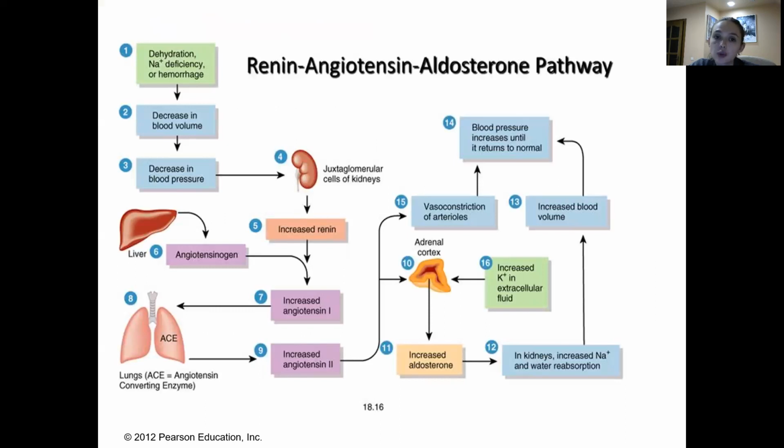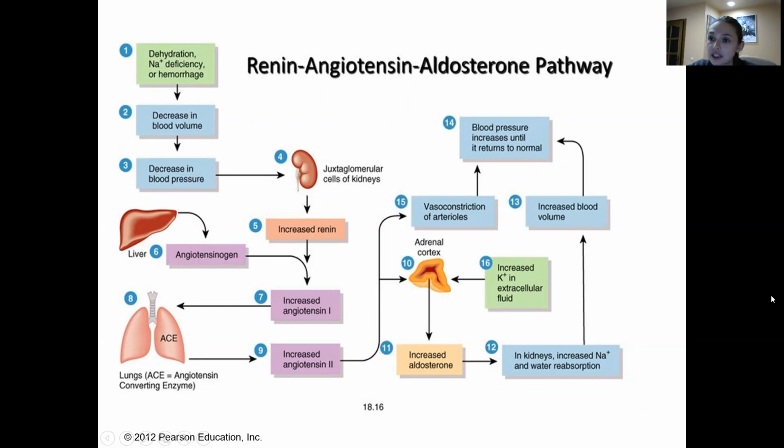On the first stage, which we could even call the stimuli, we have dehydration and sodium deficiency. As a result, this will lead to a decrease in blood volume and a decrease in blood pressure. Decreased blood pressure will be detected by the cells of the kidney, called juxtaglomerular cells. These cells are going to release renin. What is the function of renin? Renin is going to convert angiotensinogen, which is produced by the liver, to angiotensin 1.